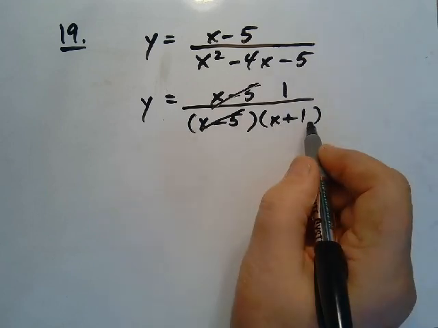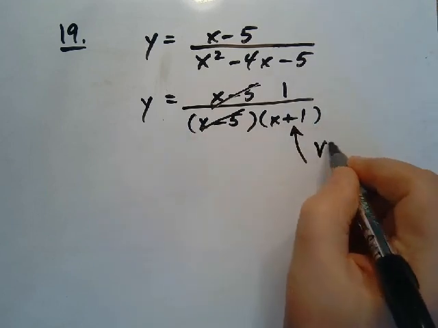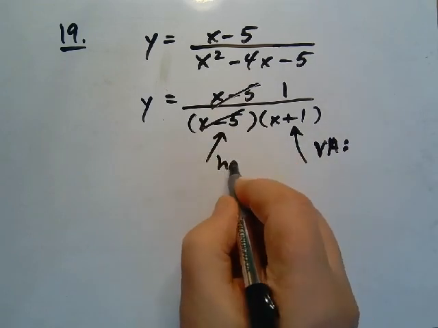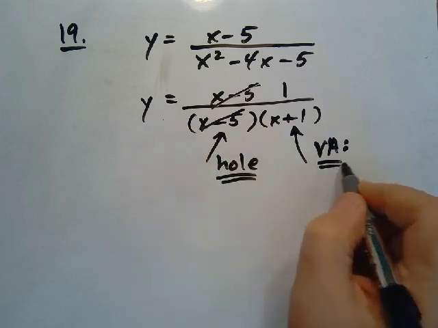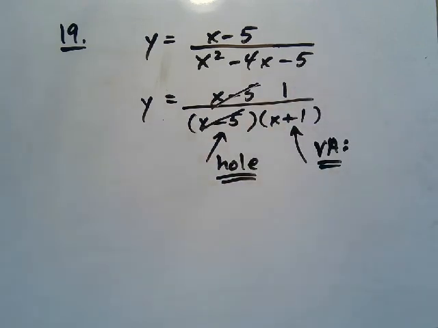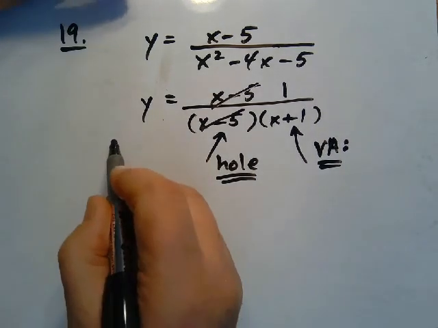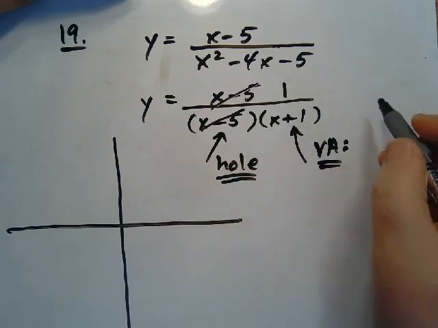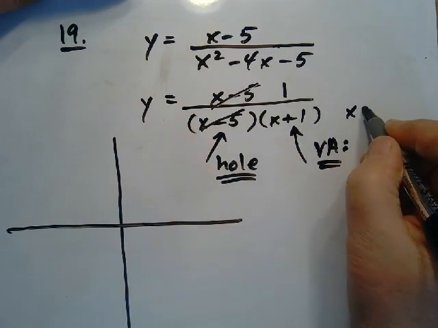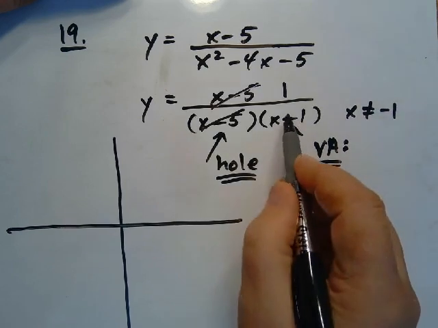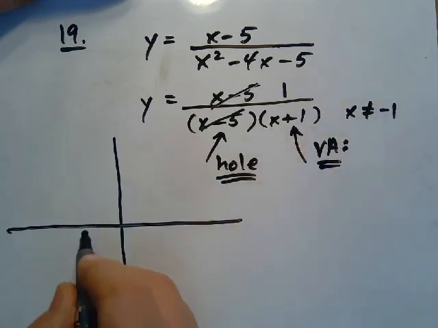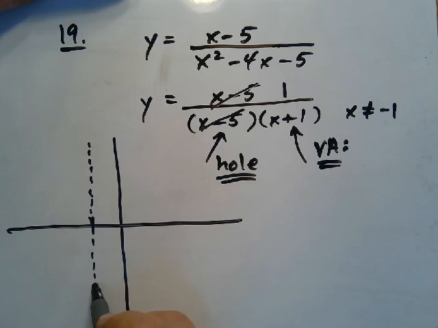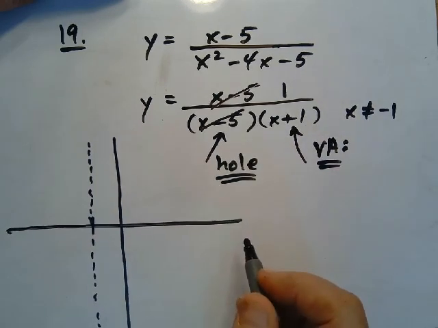There are still two excluded values, but this one is the vertical asymptote because it did not cancel away, and this one was a hole because it canceled away. If they cancel away, they become holes. If they don't cancel away, they become vertical asymptotes. So let's take a look at the graph here. I'm going to have a vertical asymptote. Well, what would x have to be? Well, x cannot be a -1 here. I'm not going to bother solving it. X can't be a -1, so x is not a -1 here. And that's a vertical asymptote because it did not cancel away.